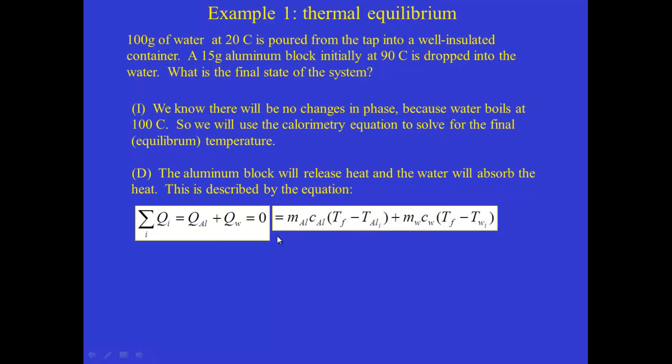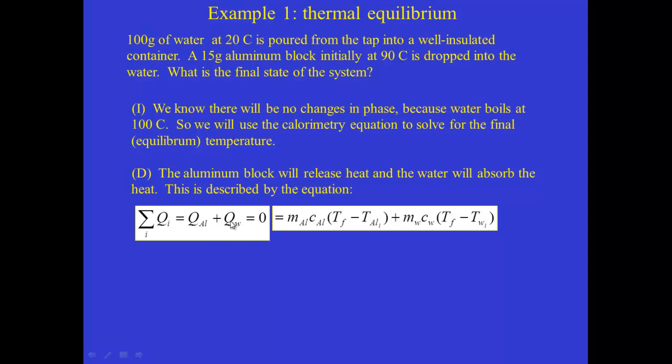So here's how it goes. Q is mc delta T. So the Q of the aluminum is the mass of the aluminum times the specific heat of the aluminum times the final temperature of the aluminum minus the initial temperature, T_Al,i. And we always do final minus initial in that equation. And let's think for a minute about this. The final temperature has got to be lower than 90 because the initial temperature was 90, and so this term should be negative, which makes sense. The aluminum is releasing the heat, and a release of heat means a negative Q.